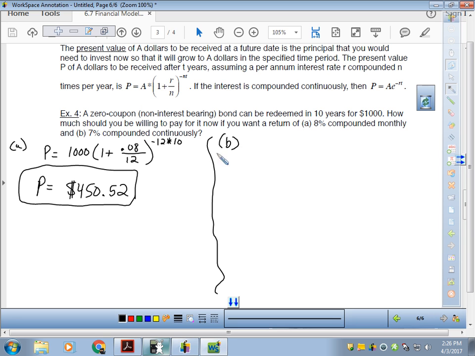Alright, for B, we want to do 7% compounded continuously. So we're going to use this formula over here. Our present value P equals the amount we're going to get, which is $1,000, times e to the negative. Our interest rate in this case is 7%, so it's 0.07 times our t. Well, our t that we have to wait for is 10 years, so we have to put 10 in there.